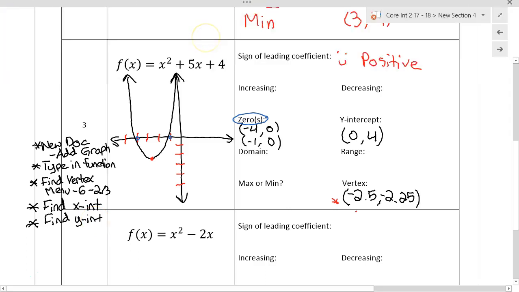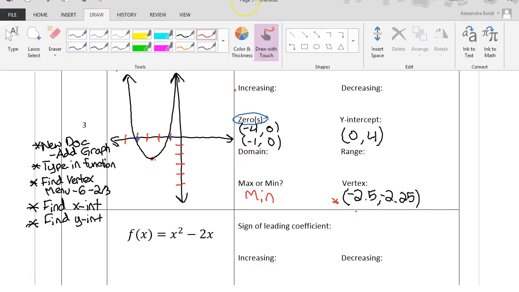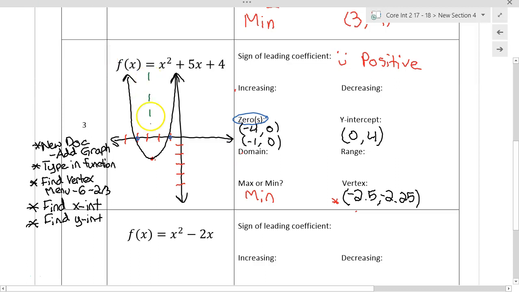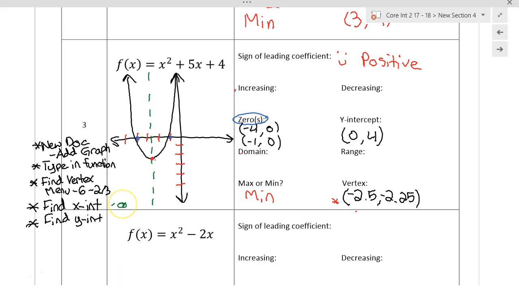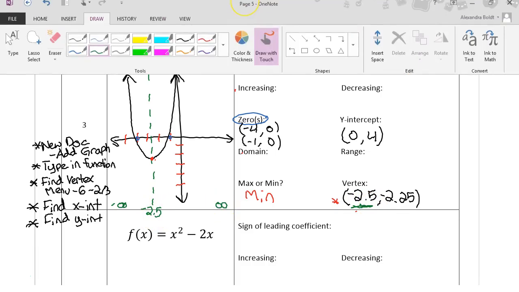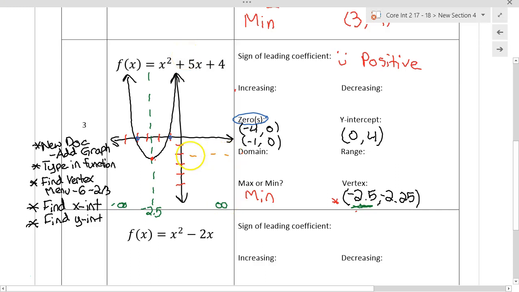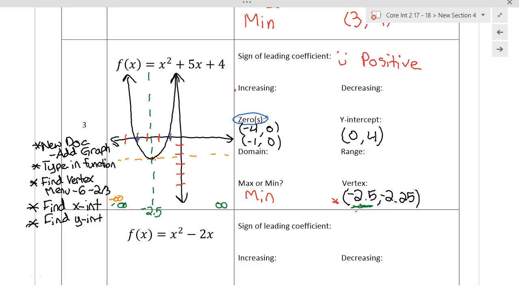And then the other thing we can tell right from this is that it is a minimum, right? That's our lowest point. The last thing we're going to do is increasing and decreasing. I'm going to draw that line through here. So I go from negative infinity. Remember, this is negative 2.5. It comes from here to positive infinity. Same thing going the other way, negative infinity, negative 2.25.